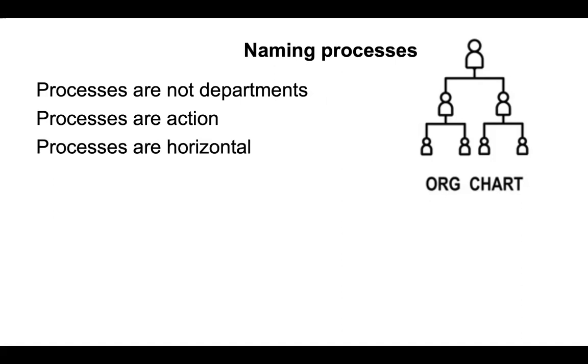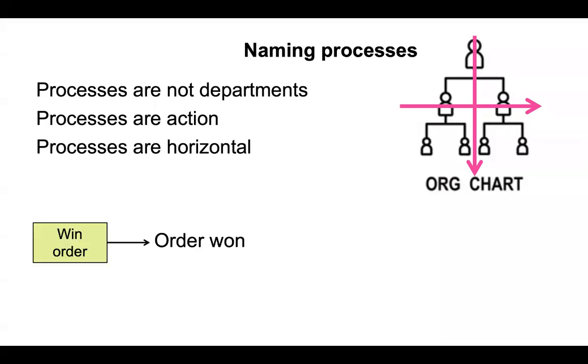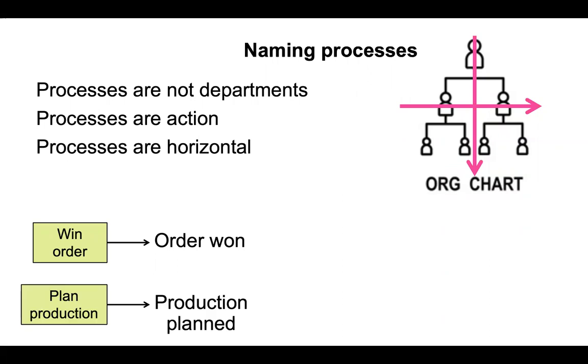So I would say that processes are horizontal. Organization chart is vertical, processes are horizontal. I like to designate a process by relating its name to the main output of that process, like in win order. If we reverse the name of the process, we get the main output, order won. Or plan production. Then what we have at the end is a production plan, or production was planned. We have a production plan.